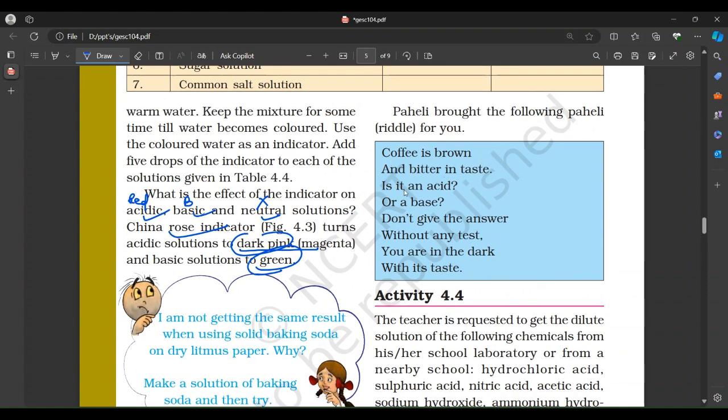Okay, now it is one riddle. Coffee is brown and bitter in taste. Is it an acid? Okay, so what is coffee? Either it is a base or an acid. So don't give the answer without tasting; you are in the dark with its taste. Yes. According to the bitterness, it might be a base, but again we have to use an indicator to test it, right?